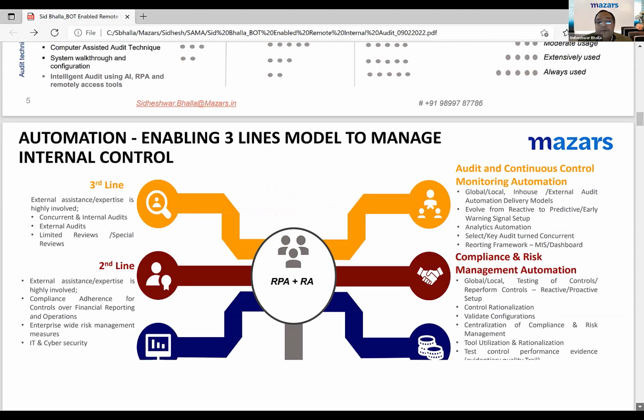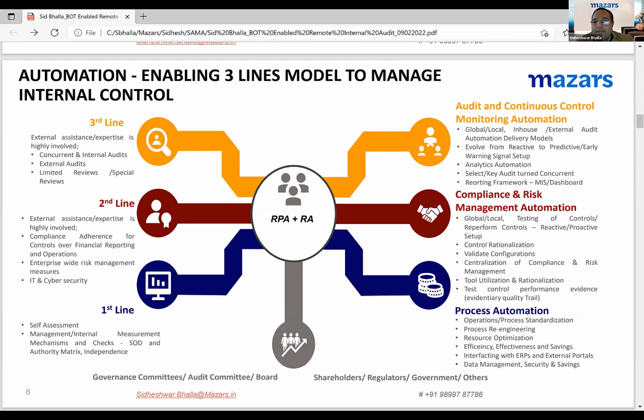On the left-hand side, if you see the first line, this is the place where actually things are happening. The transactions are taking place. And here is where we talk about process automation. I'm not talking about audit automation, not robotic audit. I'm yet to touch that. I'm saying robotic process automation.